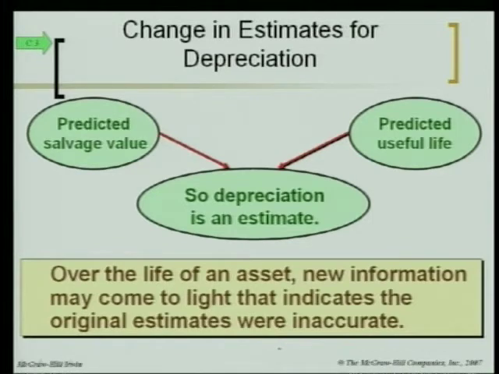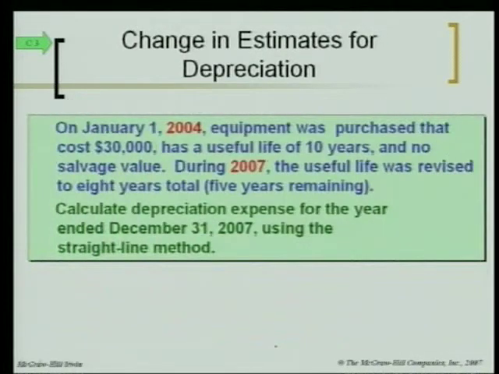What happens if we're depreciating an asset and we find out new information that indicates the original estimates weren't as accurate as they should have been? How do we handle that? Well, let's look at an example. You can look in your book as well.